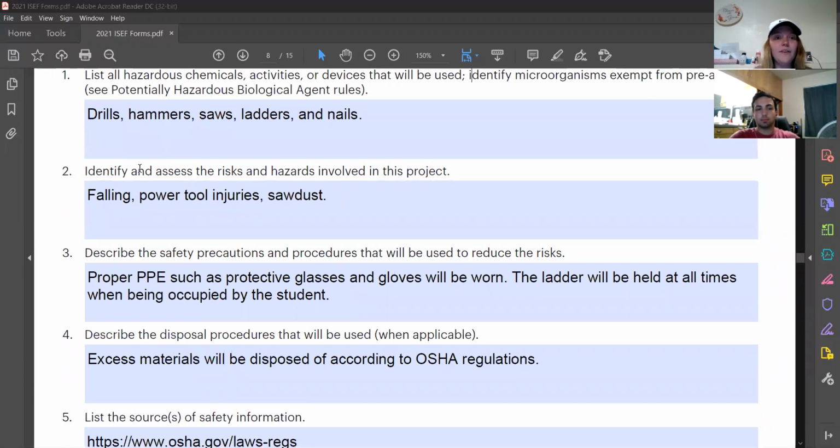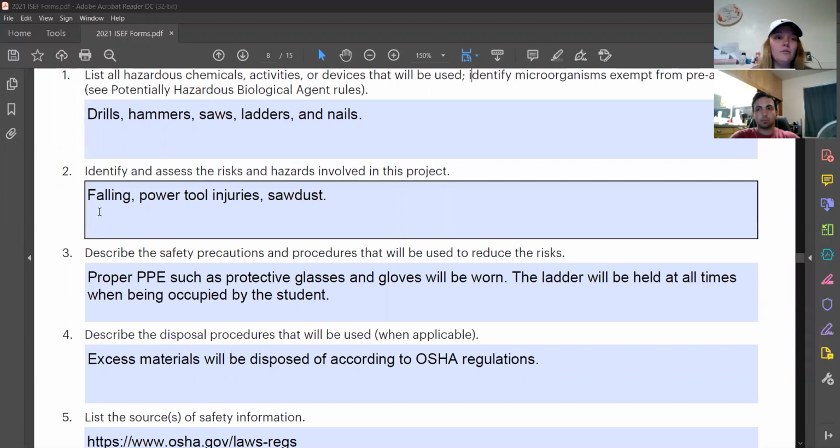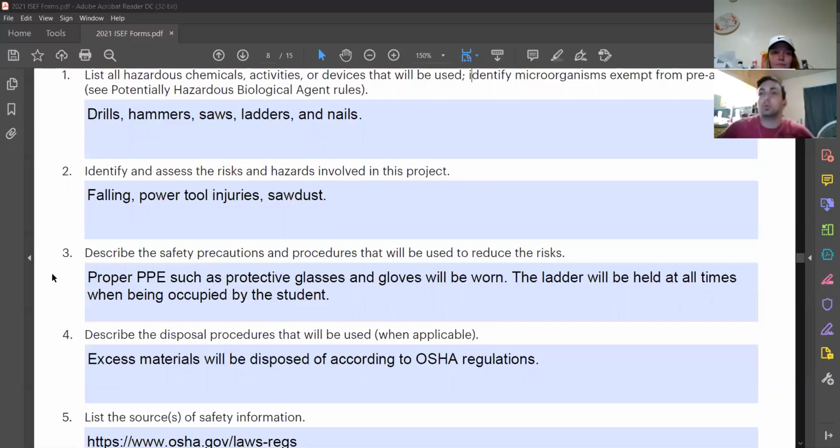In question 2, we will identify and assess the risks and hazards involved in this project. So, the risks of Carl Science's project include falling from the ladder, power tool injuries, and getting sawdust in your eyes. And so rules on what a hazardous chemical, activity, or device is and risk assessment can be found on pages 20 through 21 of the ISEF rules and guidelines. If you have biological agents in your project, rules governing what those are and how to deal with biological agents can be found on pages 15 through 18 of the ISEF rules and guidelines.